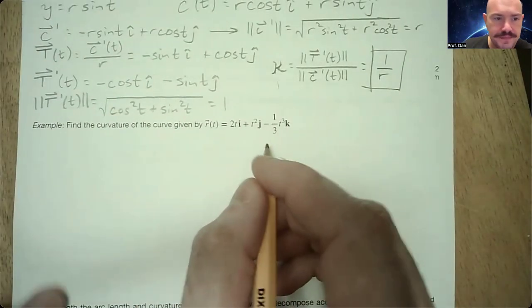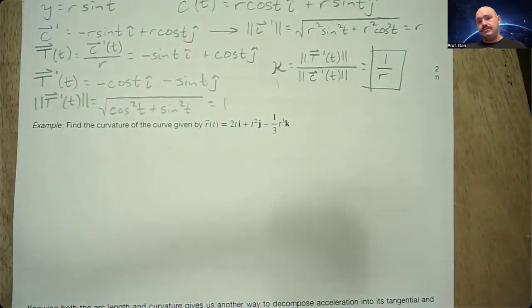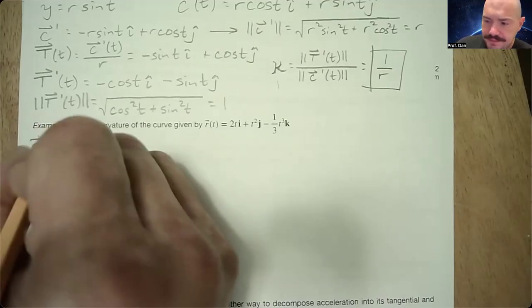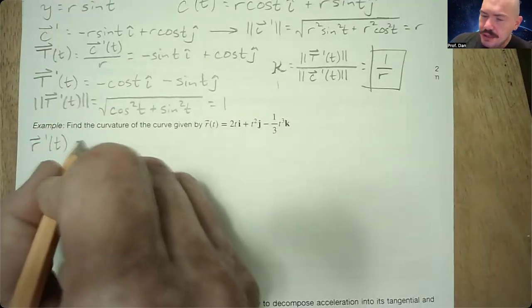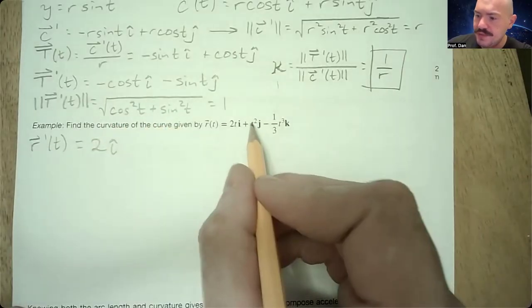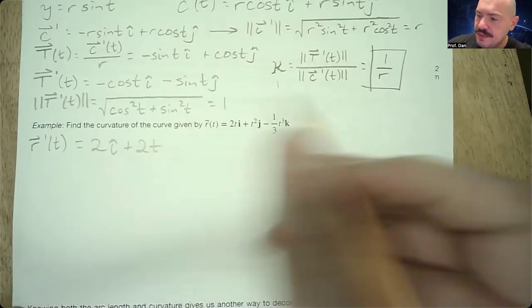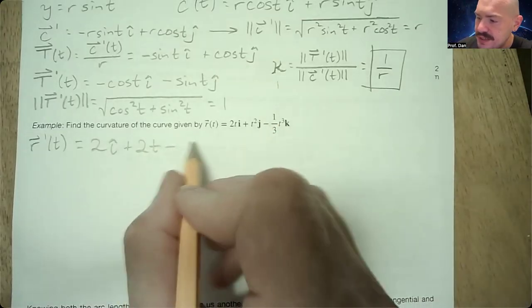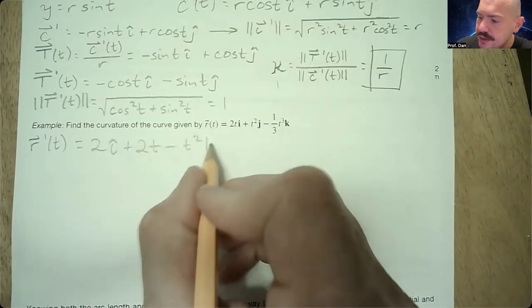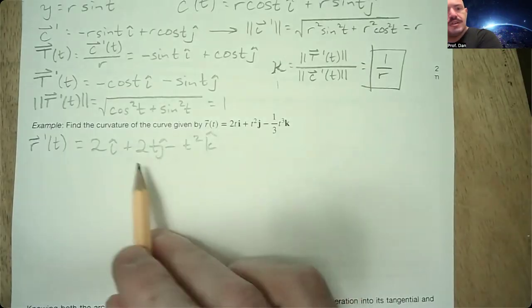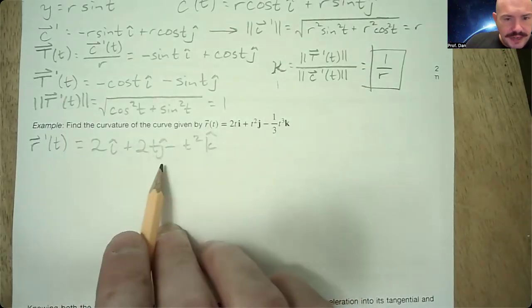Pretty fun. Really fun. Okay, now for the next example, we want to find the curvature of this curve given by r of t. So again, we have to figure out our unit tangent. Step 1 for that is finding the derivative r prime. All right, derivative of 2t, we get 2. Derivative of t squared, we get 2t. Derivative of minus 1/3 t cubed, we get minus t squared. And I forgot my j again. There we go.